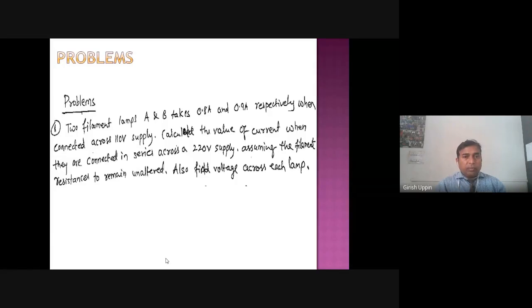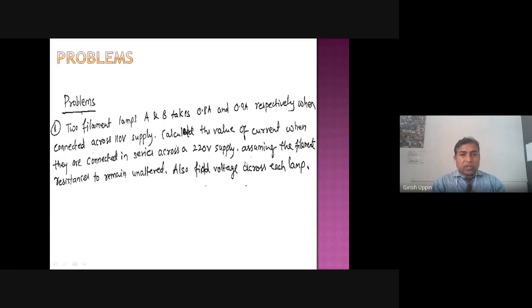Okay, this is the problem. I hope everybody is ready with the book, the pen and the calculator. We'll solve the problem. Two filament lamps A and B take 0.8 ampere and 0.9 ampere respectively when connected across a 110 volt supply. Calculate the value of current when they are connected in series across a 220 volt supply, assuming the filament resistance remains unaltered. Also find the voltage across each lamp.